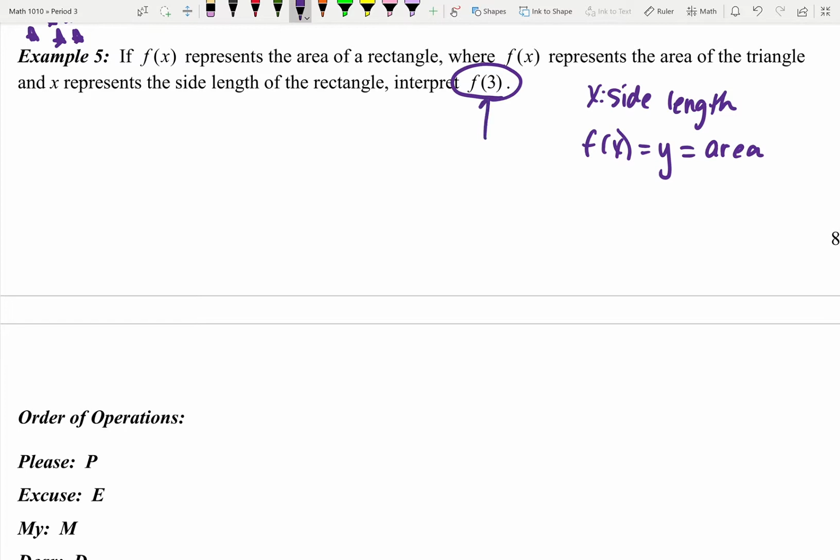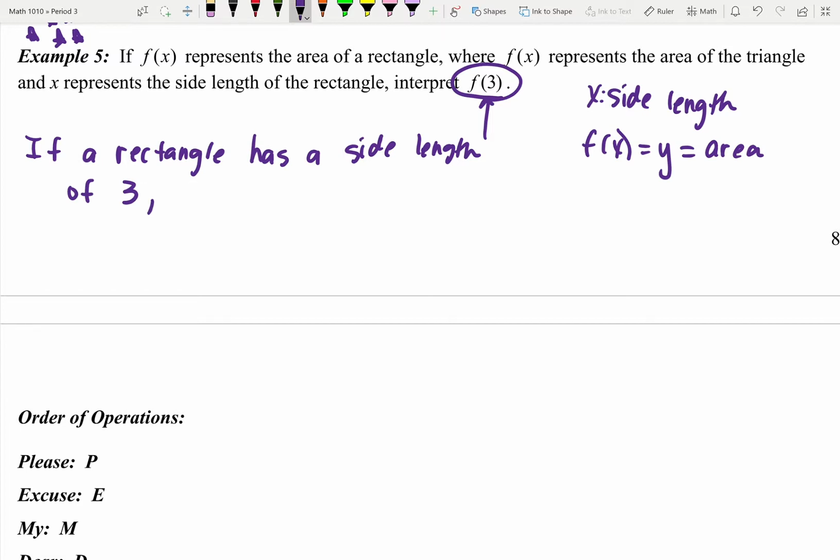First of all, I want you to tell me, is that 3 an X or is it a Y? Talk to me. It's an X because you say f of X. You don't say f of Y, right? So if a rectangle, because that's the figure we're talking about, has a side length of 3, and it doesn't even say inches or whatever, so we'll just leave it, comma, f of 3 is the area.